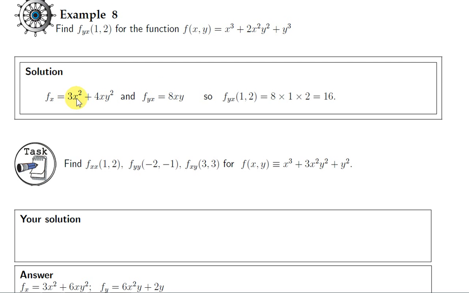Now we differentiate this thing with respect to the other variable, which is y. So if we differentiate this with respect to y, means the 3x squared will disappear. y squared becomes 2y, so we get 8xy. Finally, we plug in x equals 1 and y equals 2.